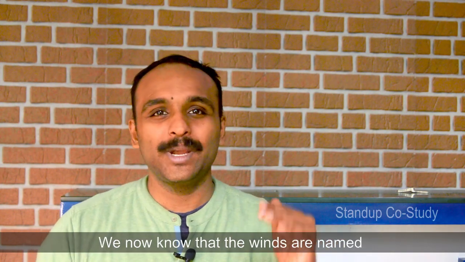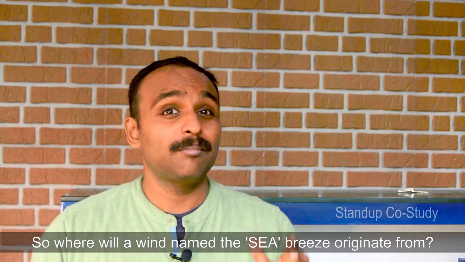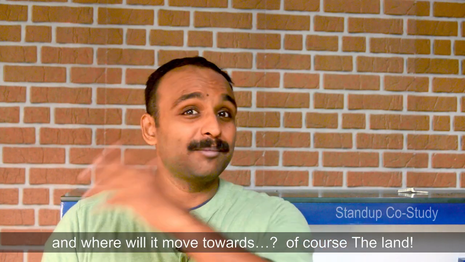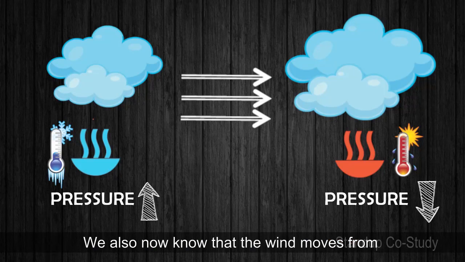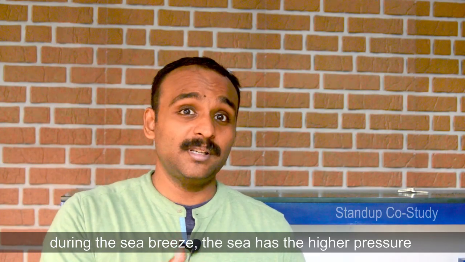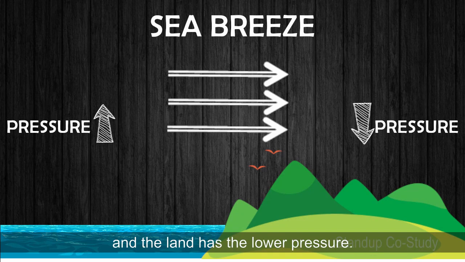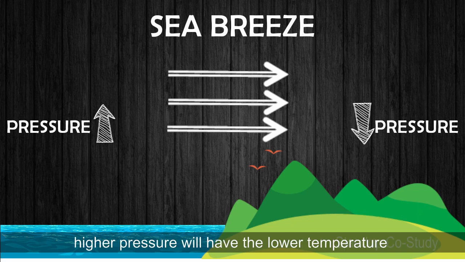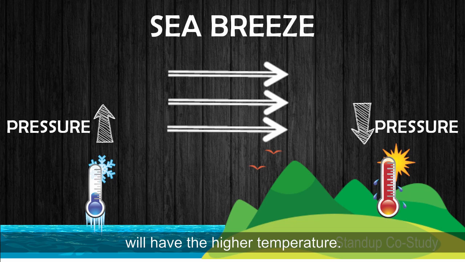We now know that the winds are named based on the point of origin. So where will a wind named the sea breeze originate from? Simple, the sea. And where will it move towards? Of course, the land. We also now know that the wind moves from a higher pressure to a lower pressure, which means that during a sea breeze, the sea has to be at a higher pressure and the land has to be at a lower pressure. Now, this will also mean that the sea, which is at a higher pressure, will have the lower temperature, and the land, which has the lower pressure, will have the higher temperature.